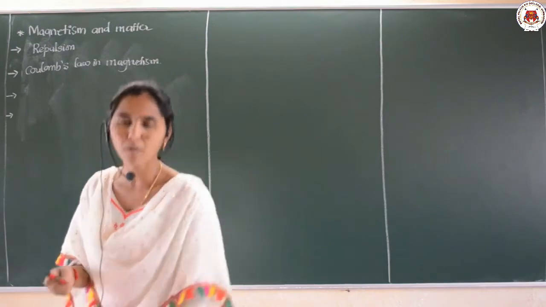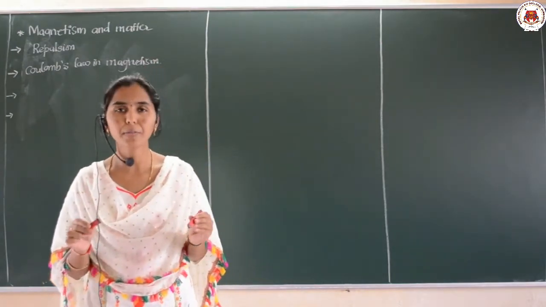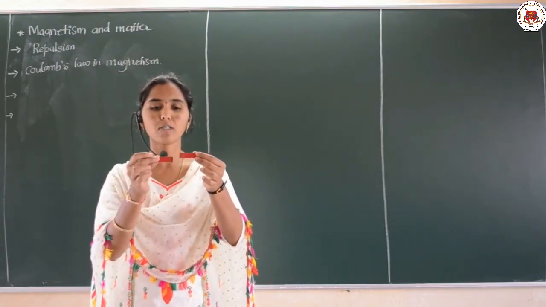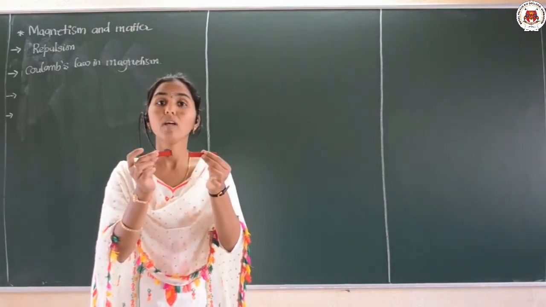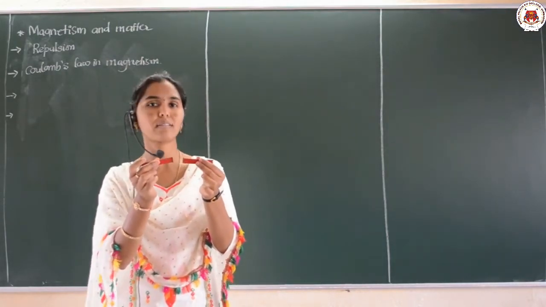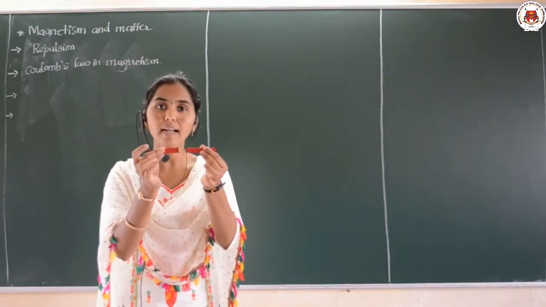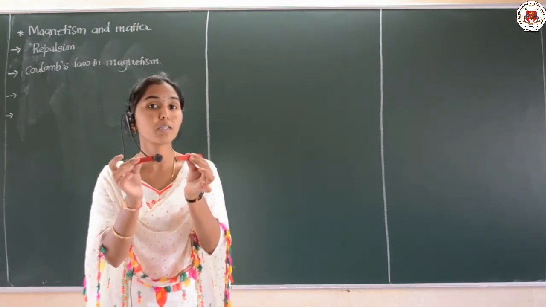Then now I want to show you how there is attraction and repulsion between the related poles. Suppose see here, now these two are repelling each other. Why are they repelling? They may be north pole or south pole. So this is showing us that the like poles repel each other. That is the main point.